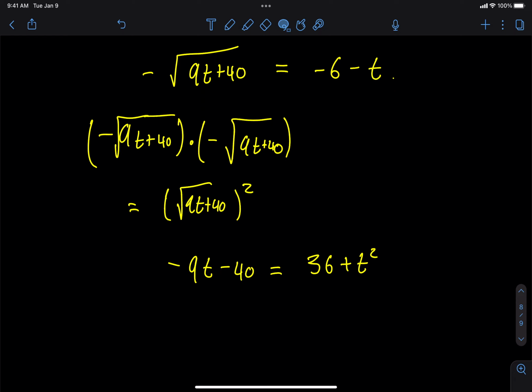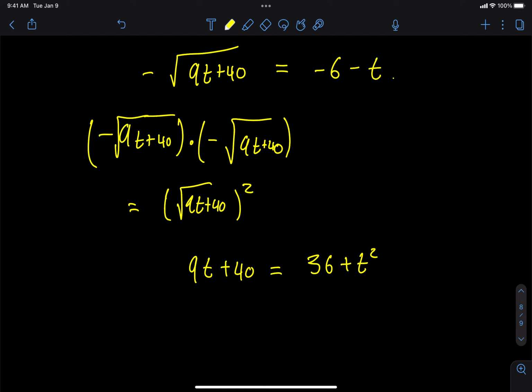What do I get if I do that? Not negative 9t minus 40, but what do I get if I square this? 9t plus 40. Yeah, just 9t plus 40. If I take a square root and I square it, then the square root just goes away. So I get not negative 9t minus 40, I get 9t plus 40. Okay, that's mistake number 1. How about the right-hand side? What was the mistake that I made on the right-hand side?